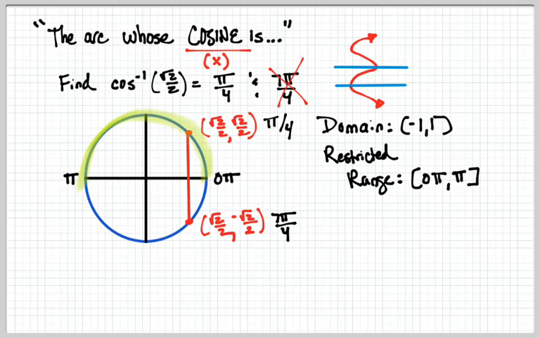Yes. Which brings up an interesting question. Could we restrict the bottom? Could we just do pi to 2 pi and get this bottom solution? Could we? It would pass, right? But your calculator always starts at 0. So the calculator is going to do 0 to pi.